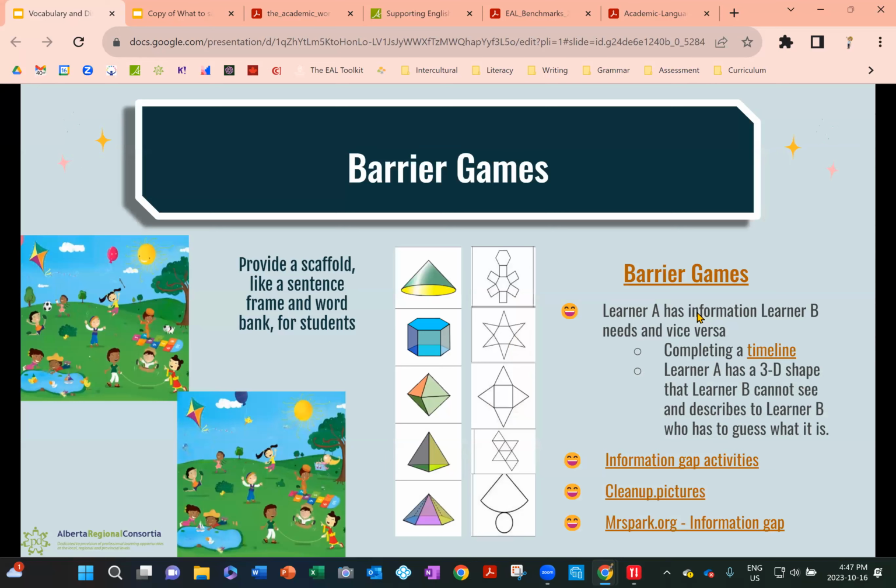Also using barrier games, again, you can use a sentence frame or word bank with your students, depending on which level they're at. Barrier games are where one person has one set of information and another person has a different set of information, but they can't see one another's work. There are some tools I've put in here, like cleanup.pictures, where you can upload a picture and erase little pieces of it.